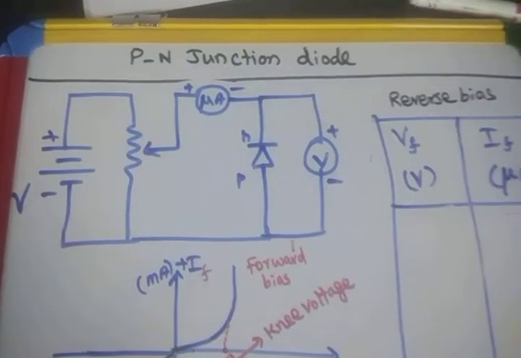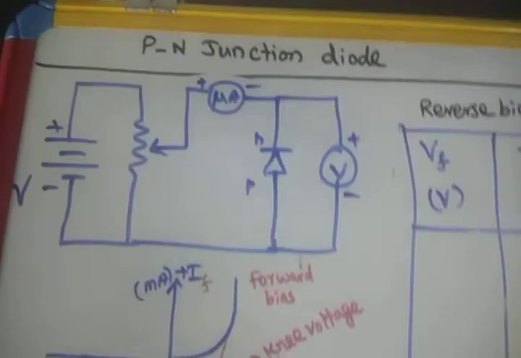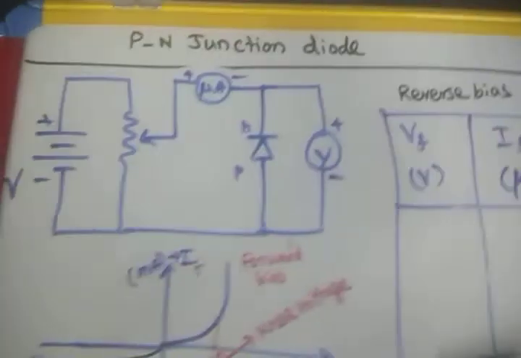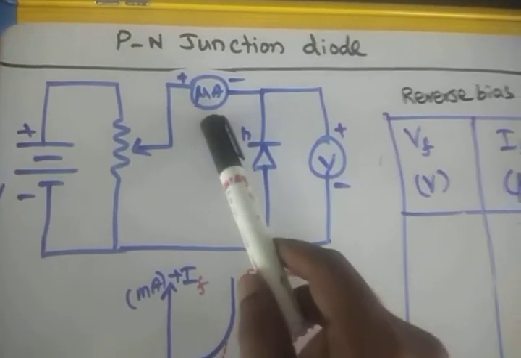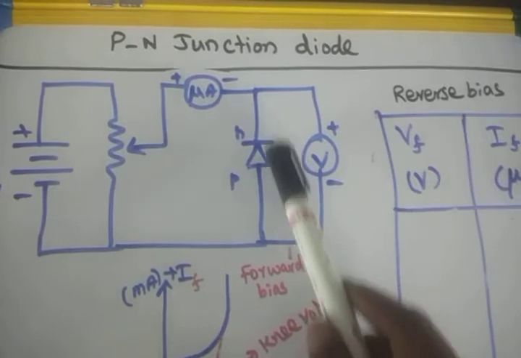PN junction diode, characteristics reverse bias. So the reverse bias is very simple. Instead of the milliammeter, we have to use the microammeter. Then the positive and negative will be changed.